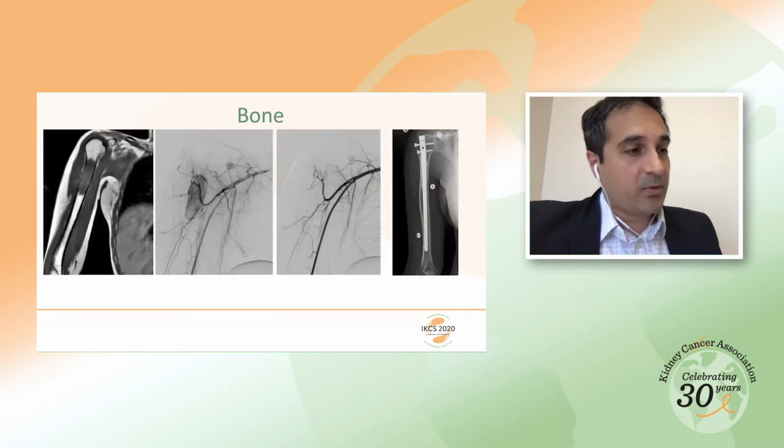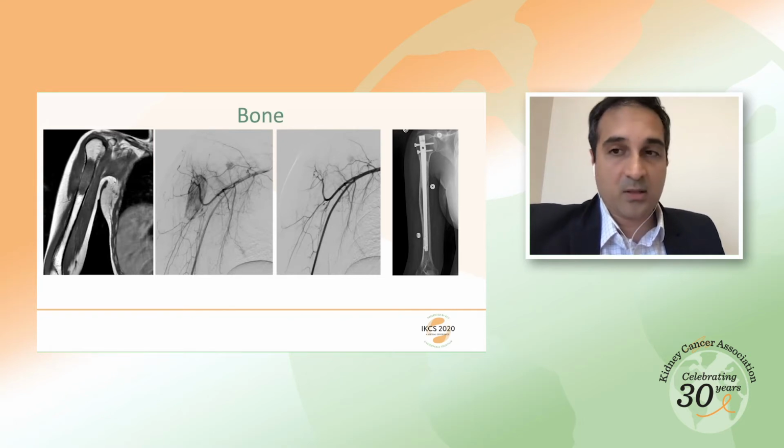As an example, this is a hypervascular metastasis involving the right humerus. In this initial angiogram, you can see avid arterial enhancement, and this is a very common finding that we see with renal cell metastases. Following microsphere embolization, you can see that we've essentially completely blocked all blood flow to the tumor, and that led to substantially decreased blood loss in the operating room.